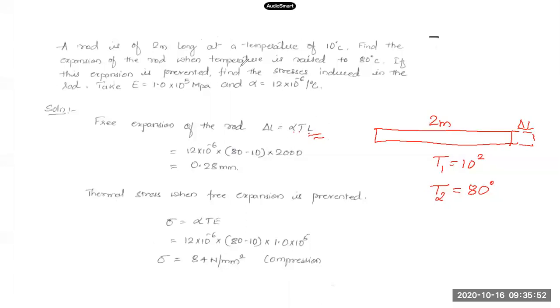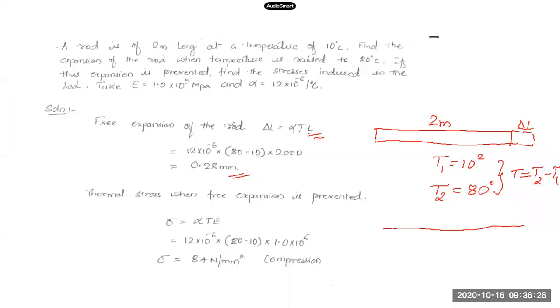So what is my alpha value? 12 into 10 raised to minus 6 per degree Celsius, into change in temperature, which is T2 minus T1. Alpha into change in T into total length, 2 meters or 2000 mm. So this is what you get: delta L as 0.28 mm. This is the change in length. This is straightforward, very simple.